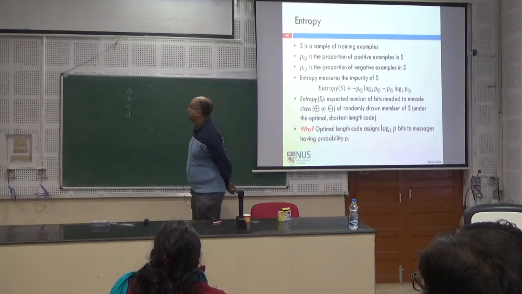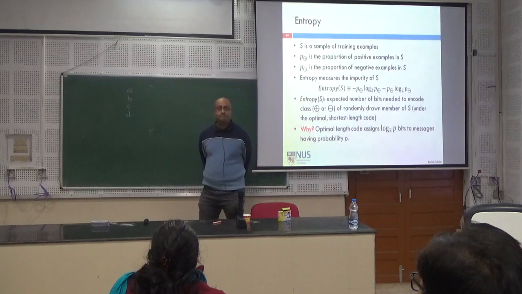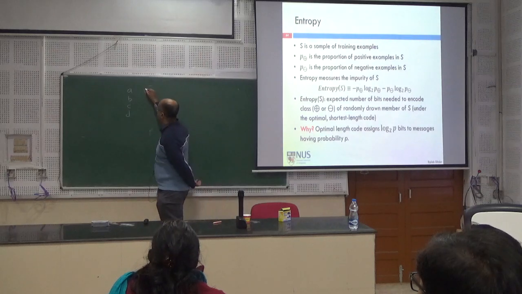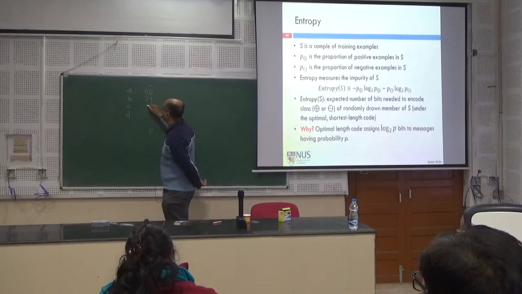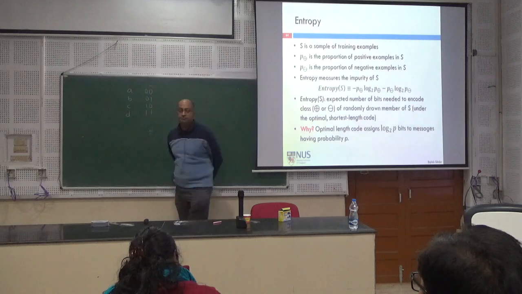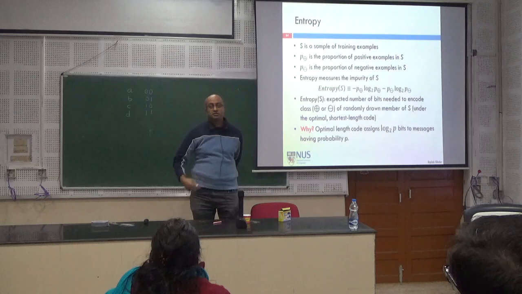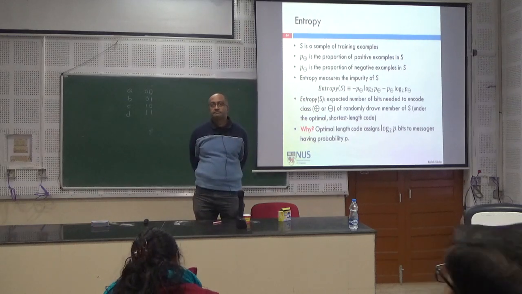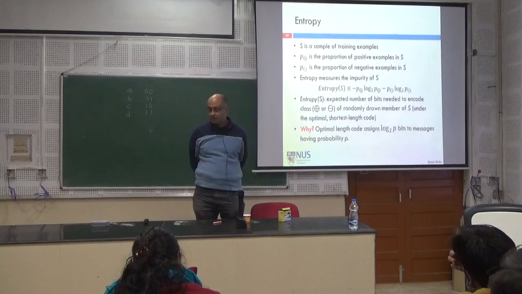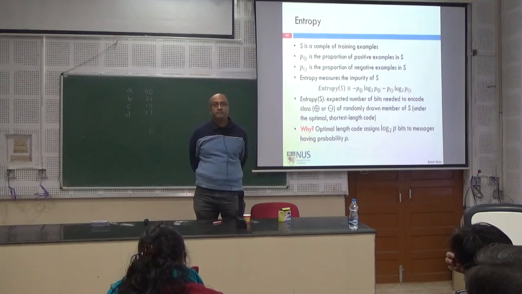So then you say, how many bits do I need for this? You can say this I can represent by 0, 0. This is 0, 1, 1, 0, 1, 1. So what this says is, I need 2 bits to represent the messages. Right? That's what it says, 2 bits per message.